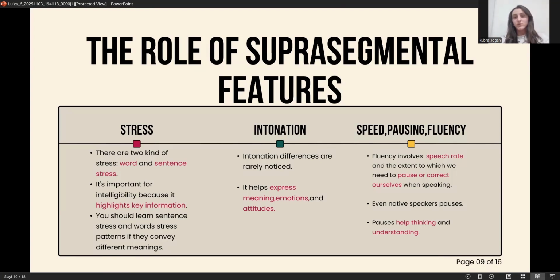Speed, pausing, and fluency. Fluency involves speech rate and the extent to which we need to pause or correct ourselves when speaking. Everyone pauses, even native speakers, and pauses help thinking and understanding. Slower speech sounds calm but fluent. Fluent speech often seems more persuasive and confident.